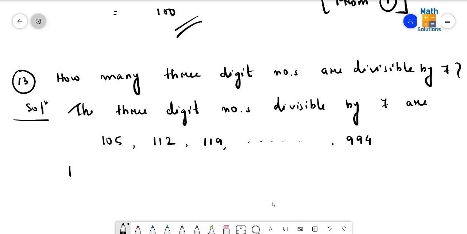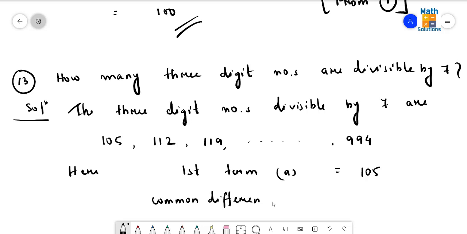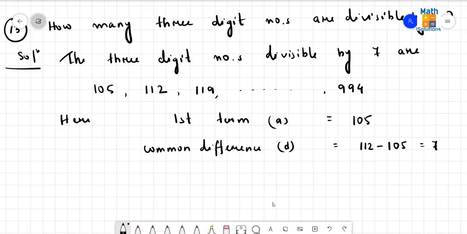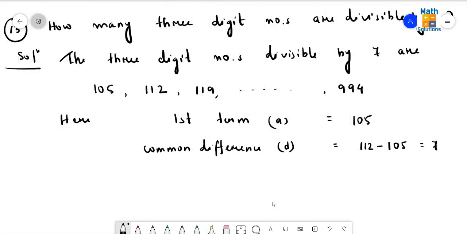So in this case here, the first term of course a is equal to 105. Then we get the common difference d as second term minus first term. That means 112 minus 105, the result comes as 7. Yes or no? So we need to find out how many 3-digit numbers are divisible by 7.